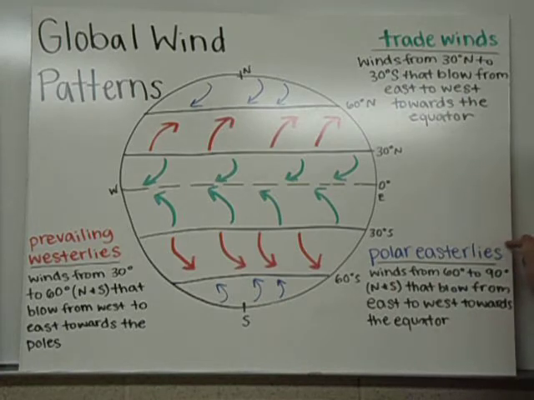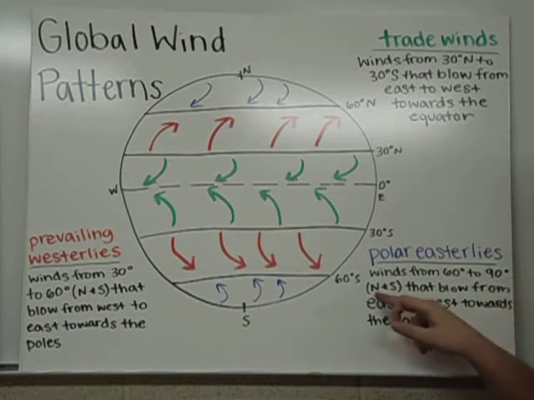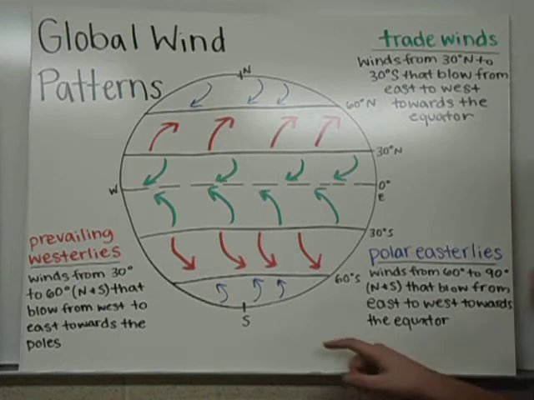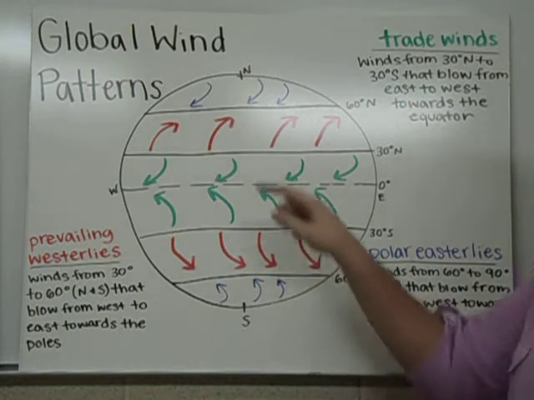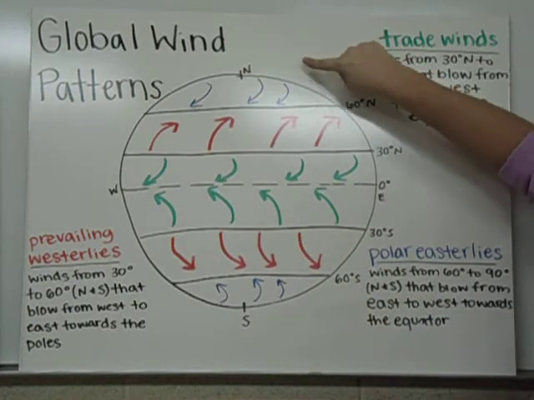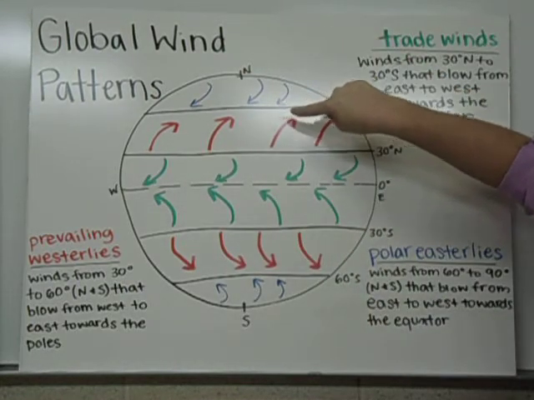The last global wind pattern that we observe are polar easterlies, and these are winds from 60 to 90 degrees in high latitude, both north and south, that blow from the east to the west towards the equator. So here in the southern hemisphere, they blow east to west up towards the equator, and then in the northern hemisphere, they blow east to west down towards the equator.